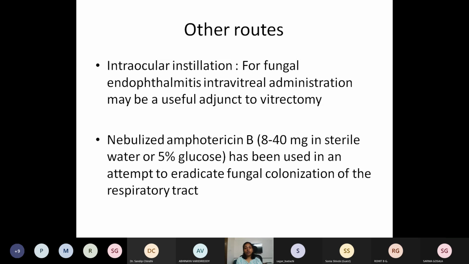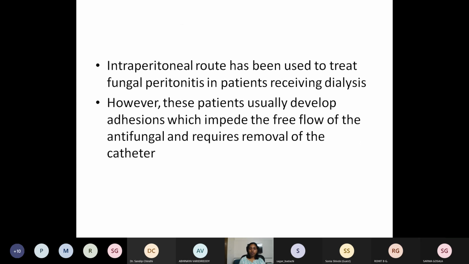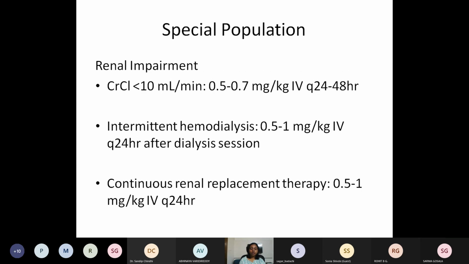Intraocular instillation for fungal endophthalmitis, intravitreal administration may be a useful adjunct. Nebulized amphotericin B has been used to eradicate fungal colonization of the respiratory tract. They've also tried the intraperitoneal route, especially for patients who are on dialysis. But these patients generally develop adhesions, because of which the entire catheter needs to be removed. So it is generally not used nowadays.